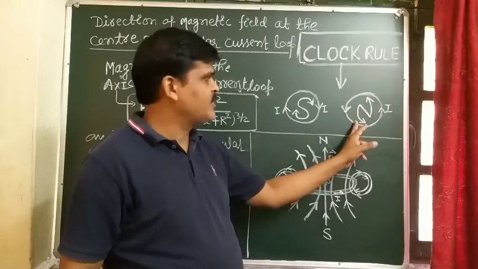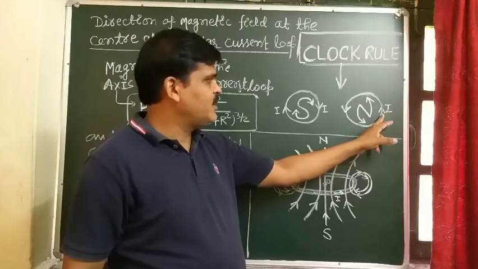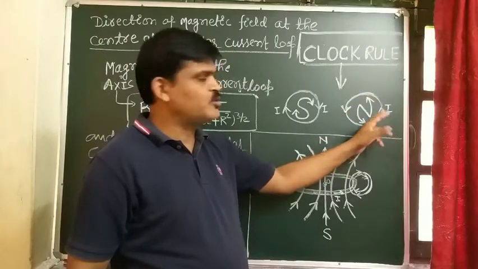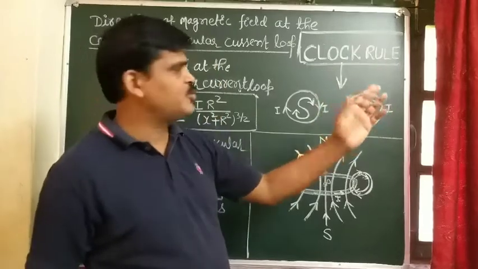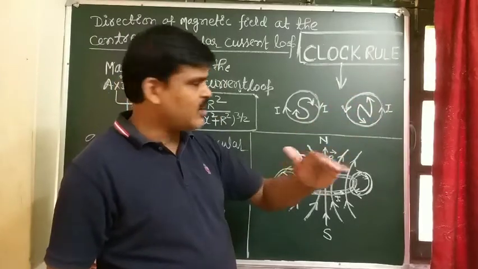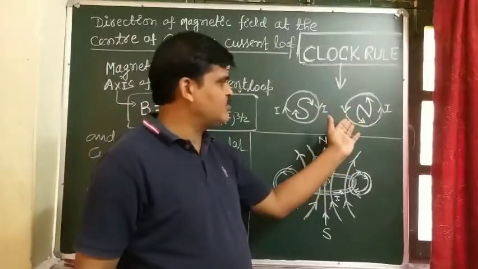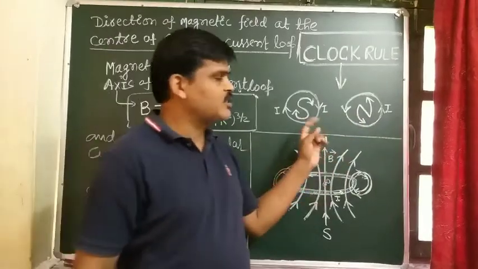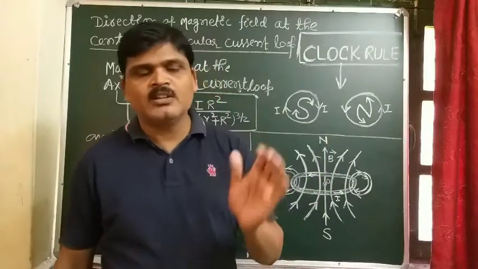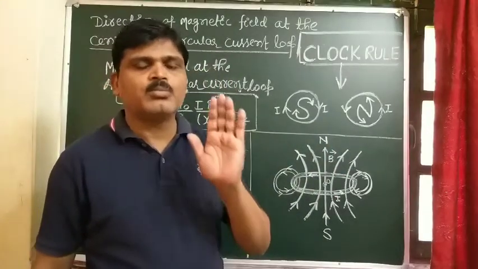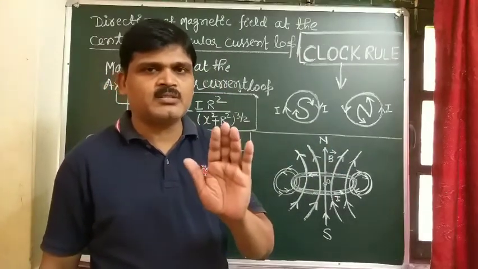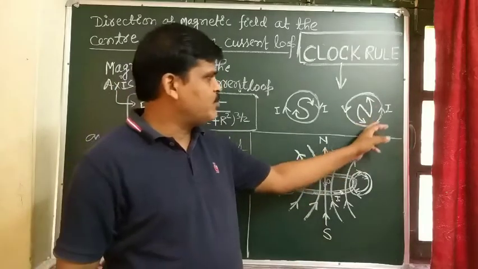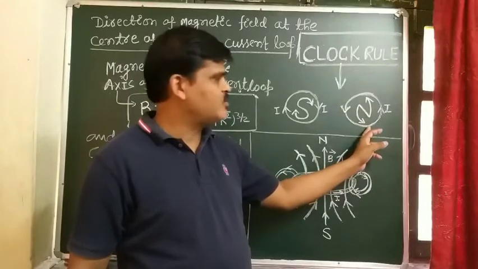Similarly, if the current is flowing in the circular current loop in anti-clockwise direction, see the diagram carefully. Current flowing in this circular loop is in what direction? Anti-clockwise direction. So student, the face towards you is what? North, and the face behind is what? South. So in general we can say that if current is flowing in the circular current loop clockwise, the face towards you or face towards the reader is what? South, and behind of this is what? North. And if current is flowing in the circular current loop, that is what?